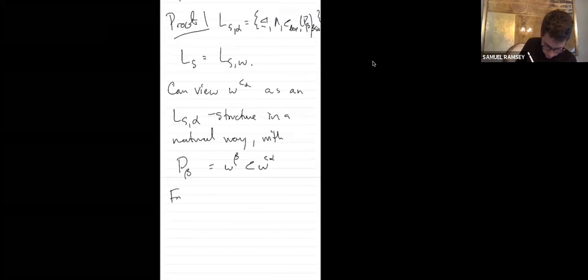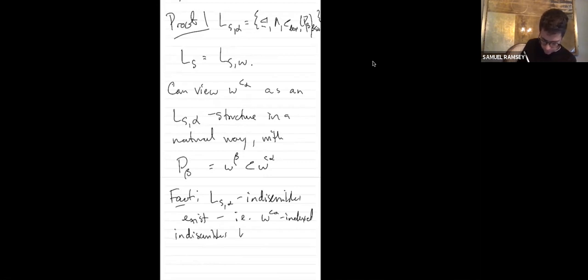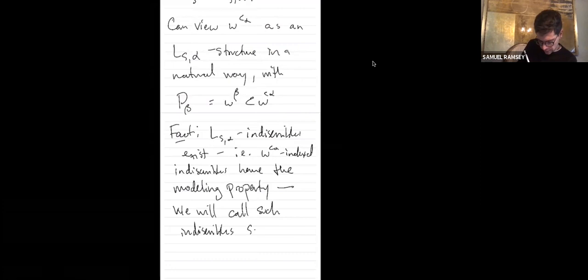And a fact, which is easy to prove on your own, is that L_S^alpha indiscernibles exist, i.e. omega to the less than alpha indexed indiscernibles have the modeling property, and we will call such trees, such indiscernibles, s-indiscernible trees.